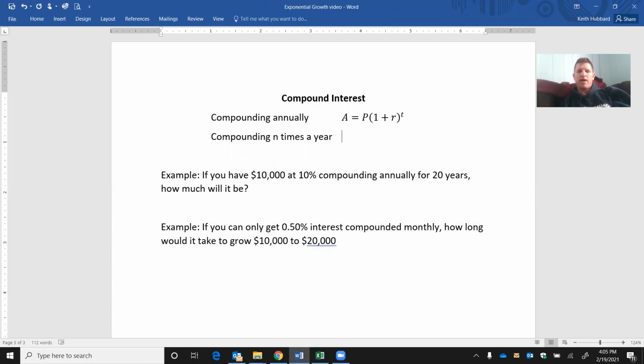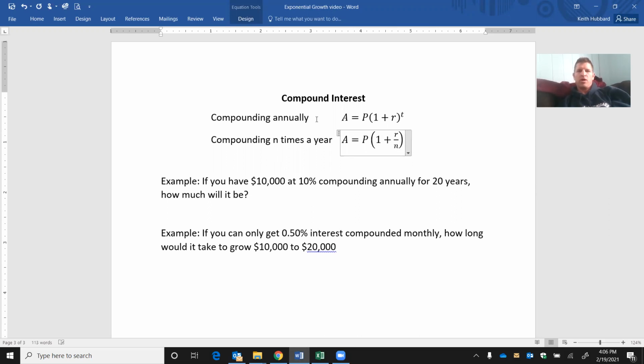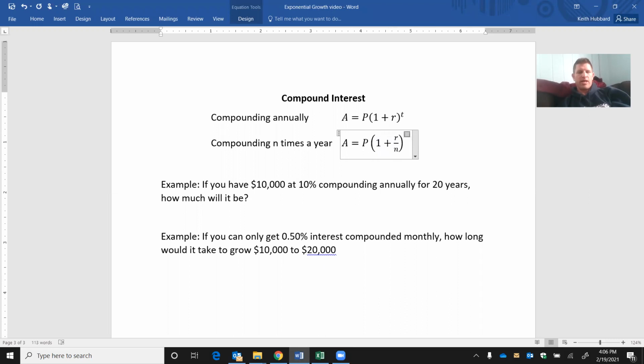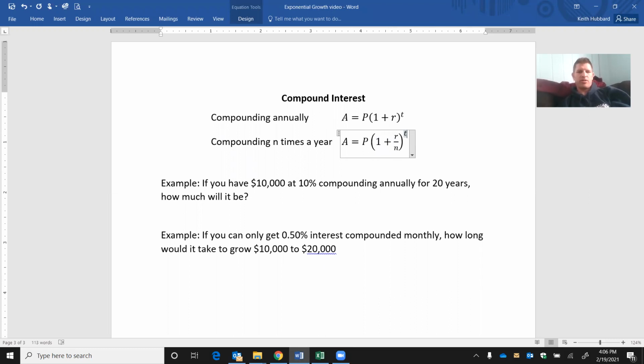What if it's compounded n times a year? That complicates the formula a little bit. The amount is equal to the principal, but now you don't get the whole interest rate at the end of the year. Let's say it's compounded 12 times a year, monthly. You only get 1/12 of your interest rate, r divided by n, but you get it not only every year. If you put it in for 3 years, you don't get it 3 times. You get it 3 times for every month. So that would be 36 times, 3 times 12. So that's the compounding n times a year formula.